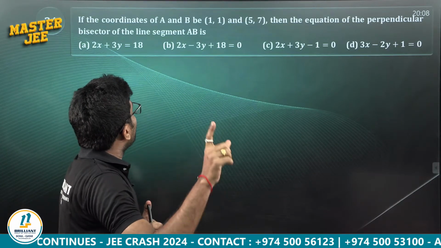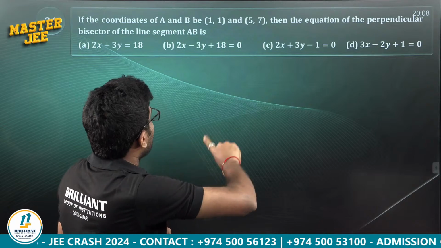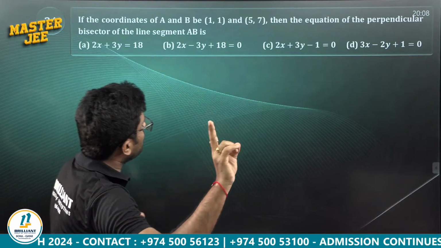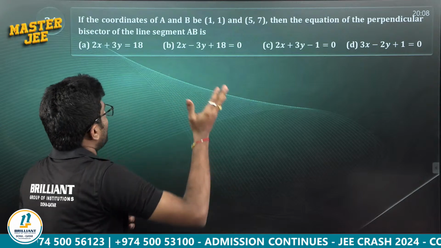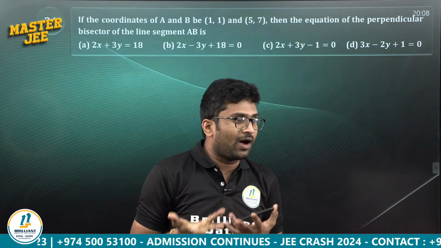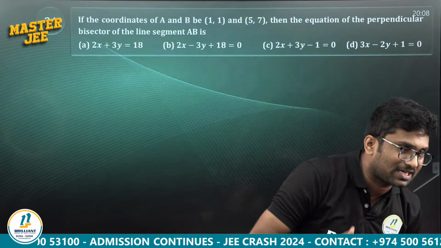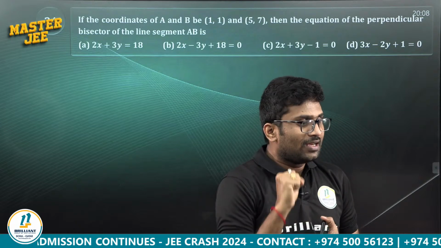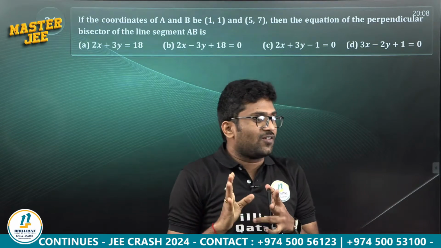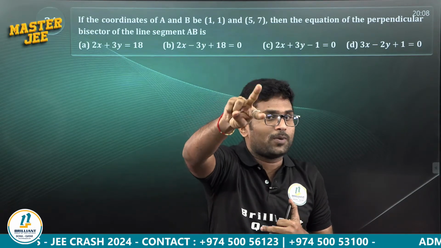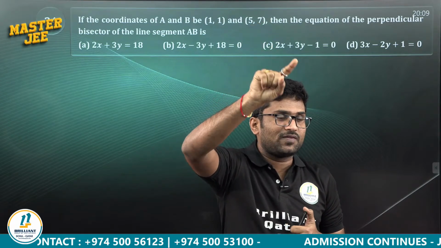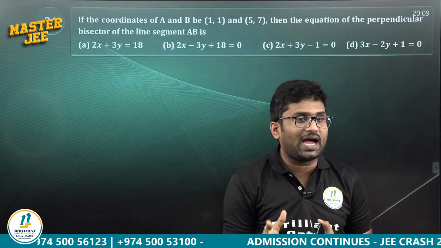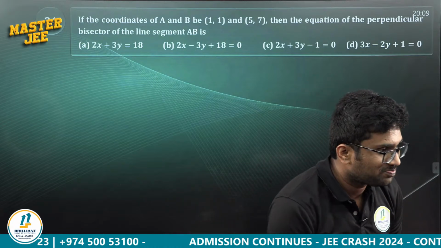Coming to the next one. If the coordinates of A and B are given, then the equation of the perpendicular bisector of the line segment AB. How do you get the equation of the perpendicular bisector? First, find the midpoint of AB. The perpendicular bisector of AB will be passing through the midpoint and will be perpendicular. That means slope.